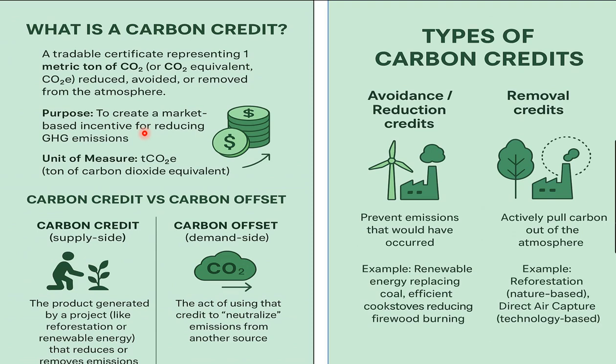Now, I mentioned these two words. First is reduction, and second is removal, right? And these two words have two different meanings, and there are two different types of carbon credits, right? First is reduction based carbon credits, avoidance or reduction based carbon credits, and just try to understand the meaning of this type of carbon credit. They prevent emissions that would have occurred in the baseline scenario or in the original scenario.